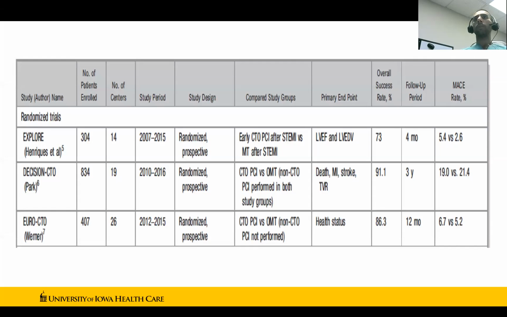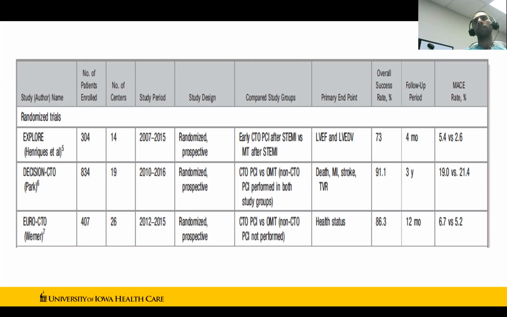And when I talk about outcome data, there are only about 3 randomized trials that looked at CTO versus medical management in these patients. And none of these 3 trials actually reached their endpoint and did not show any difference between medical management and CTO PCI. The problem for all these trials is that, one, all of these had very small sample sizes. And the reason for that is all these trials took a very, very long time to enroll. The first trial, as you would see, has only 304 patients. The Explore trial took over 7 years to enroll. Same thing for the other 2 trials, and they were actually halted prematurely.